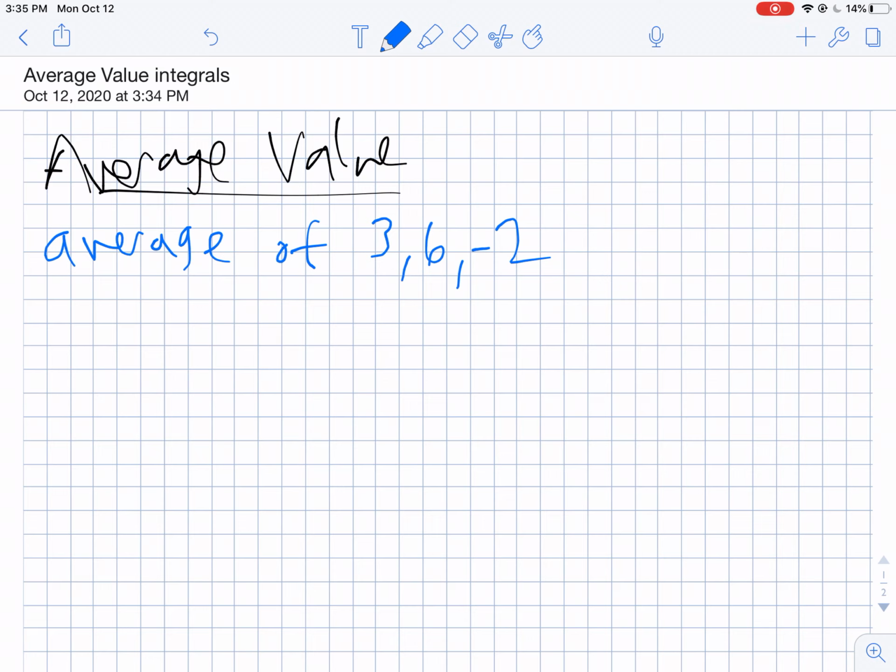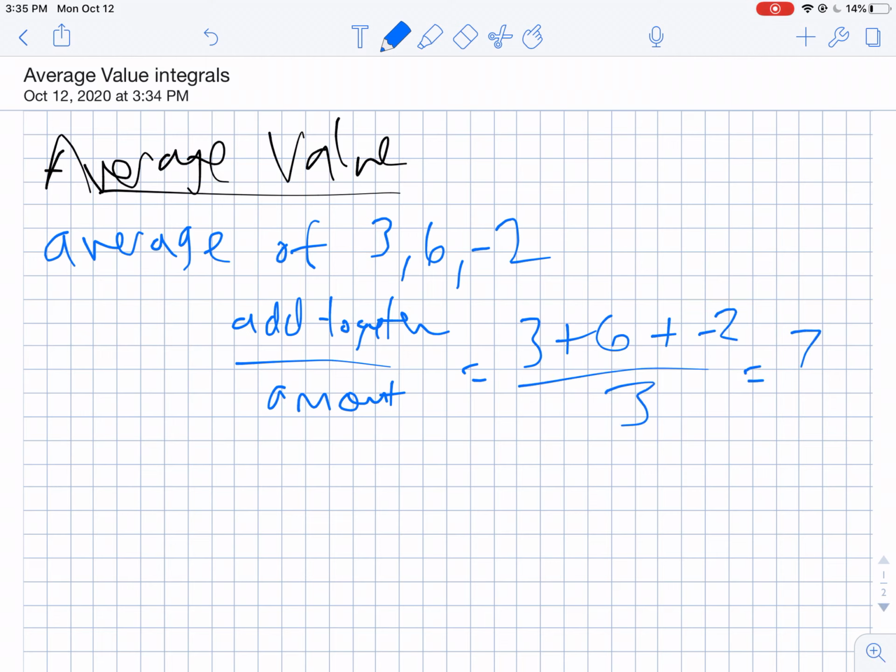Well, all of you know what I would do: I would add them together and then divide by the amount of numbers. So in this case, I have 3 plus 6 plus negative 2, and I had three numbers, so I divide that, and I would get an average of 7/3. Okay, but hey, we're not here to take the average of three numbers, right?